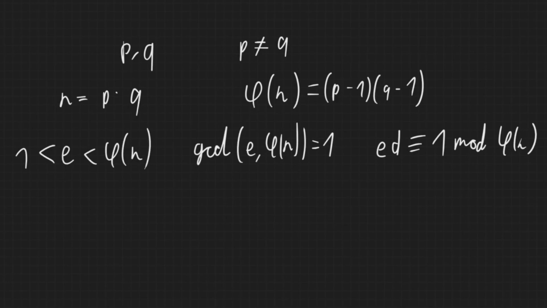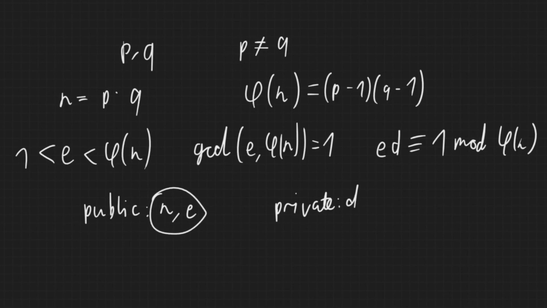At this point, we can finally create our key pair, which consists of a public key, which is the number n and the number e, and a private key, which consists of the number d. So the public key can be published and anybody can use it to encrypt messages, but you can't use it to decrypt messages. If you want to decrypt messages, you need the private key. So the private key needs to be kept secret.